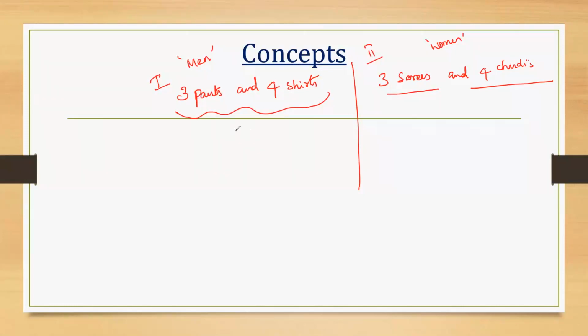For men, first we need to take 1 pant out of 3. Then you have to match it with the shirt. We have 4 shirts. Out of 4, any one must be taken out. We need to wear both pant and shirt. Is it clear or not? For pant and shirt, we have to wear both. So 3 into 4, 12.